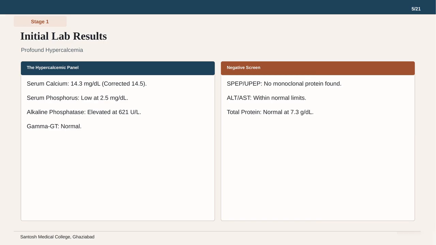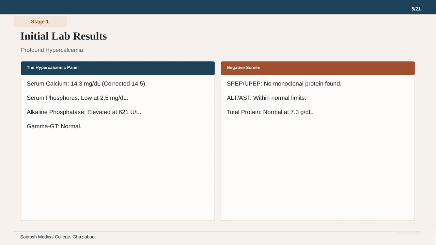Looking at the hypercalcemic panel on the left, the results are quite dramatic. The serum calcium is very high at 14.3 milligrams per deciliter with a corrected value of 14.5. This is accompanied by a low serum phosphorus of 2.5 milligrams per deciliter and a significantly elevated alkaline phosphatase of 621 units per liter. On the right, the negative screen box shows that several common causes of these symptoms have been ruled out. There is no monoclonal protein found on serum or urine electrophoresis, and liver enzymes like ALT and AST are within normal limits.